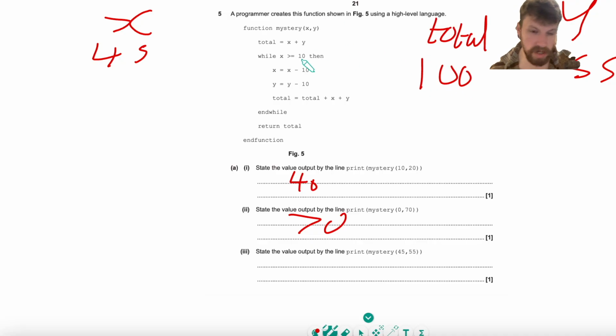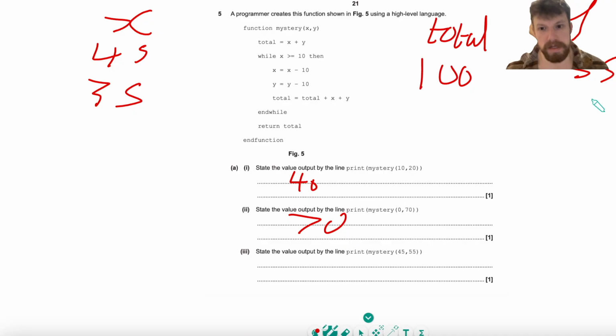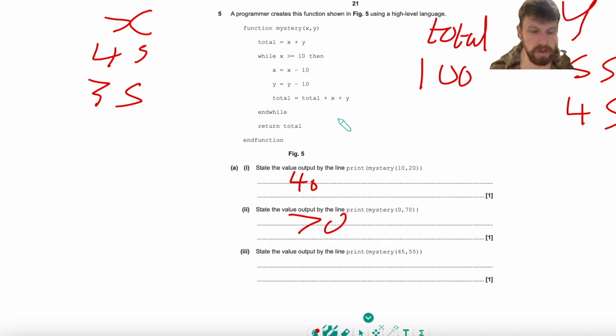Now the while loop is going to be activated. So it's going to do x equals x minus 10, so that's going to be 35. Y equals y minus 10, so that's going to be 45. And then we're going to add those two together and then add it onto total. So 35 plus 45 is going to be 80. Add that onto 100, so that's going to be 180.